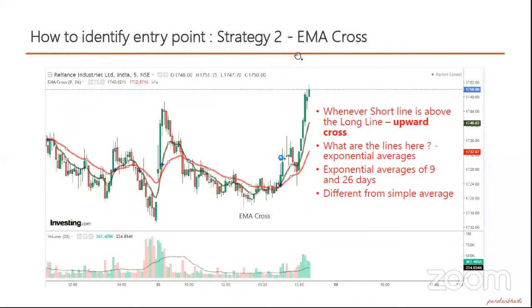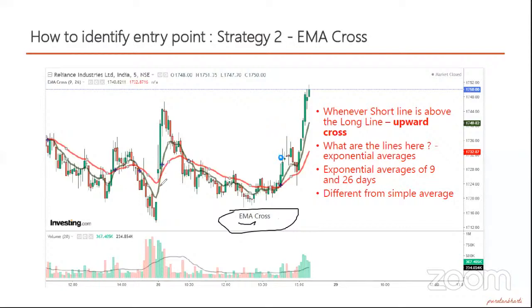The second one is, there are four strategies, and we will wrap up after that. So strategy 2 is an EMA crossover. This you can easily find in investing.com. This is easily available. Look for a word called EMA. What is EMA? The E stands for exponential, the MA stands for moving average. So this is some sort of a moving average. In exponential, you give more weightage to the near time frame.